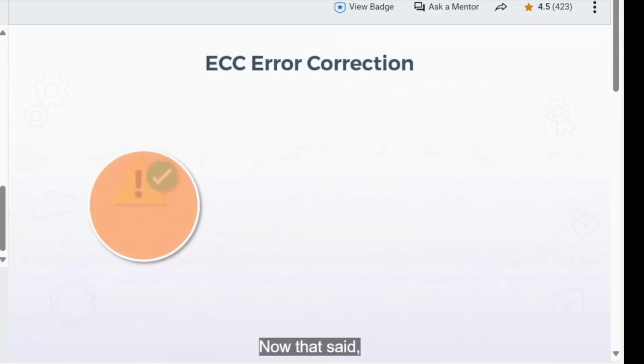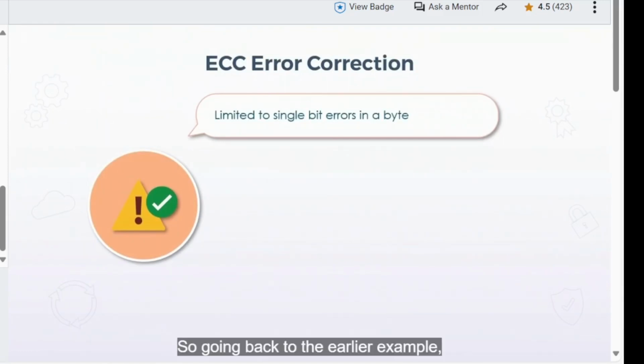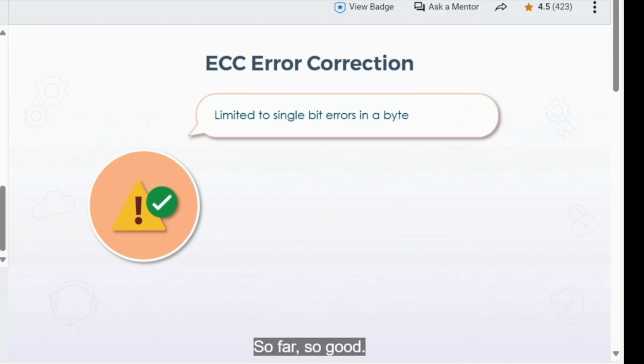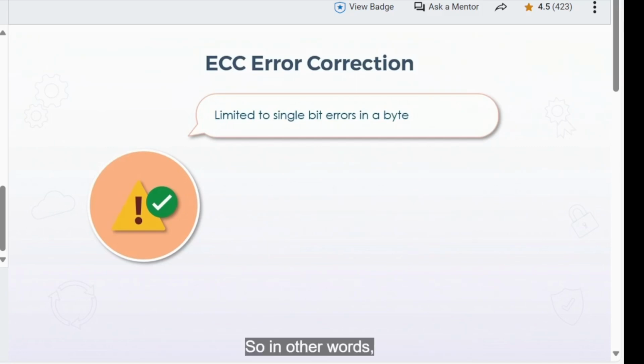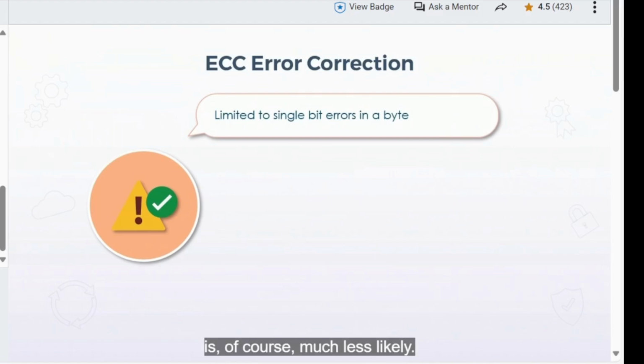Now that said, this process is limited to single-bit errors within each byte. So going back to the earlier example, if 4 ones were written, then the parity bit will be set to 0. So far, so good. But then, if that byte is read and 6 ones are read, well, that's still an even number. So with the parity bit set to 0, the system would assume that data is correct. So in other words, the error-correcting process cannot correct 2-bit errors. But the chance of 2 bits being corrupt as opposed to just 1 is of course much less likely.